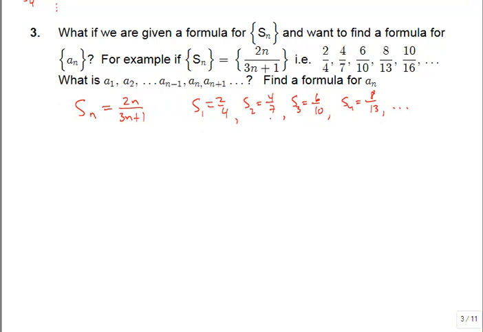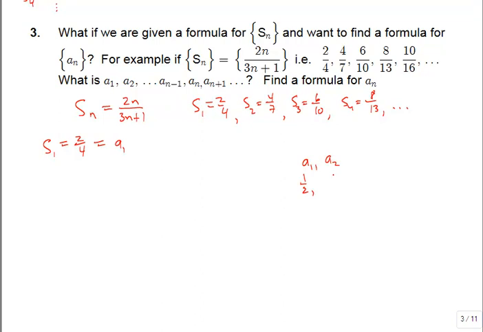So how would you use that information to go backwards to figure out what a sub 1 is, a sub 2, a sub 3, and so on? If we can do that, let's also see if we can come up with a formula for a sub n in general. What you want to recall about these partial sums is that s sub 1, which we know is 2/4 here, is actually just that very first term. S sub 1 is a sub 1. So now we know a sub 1. So a sub 1 must be 2/4, which is the same as a half.